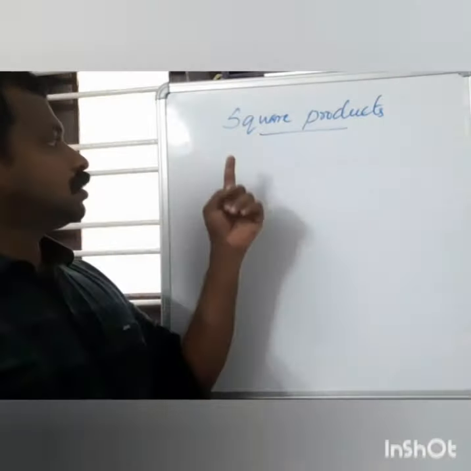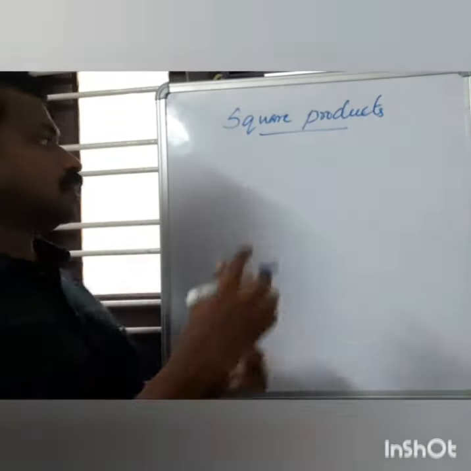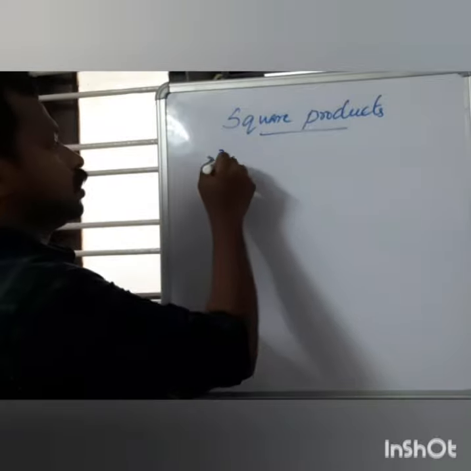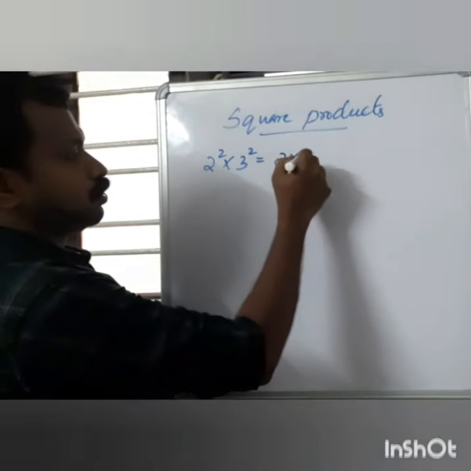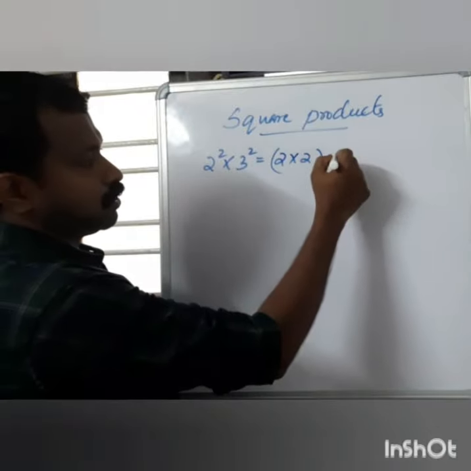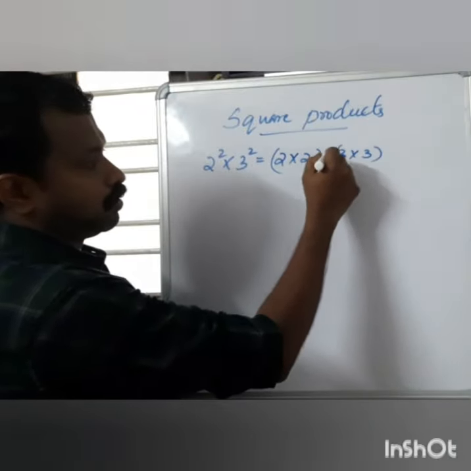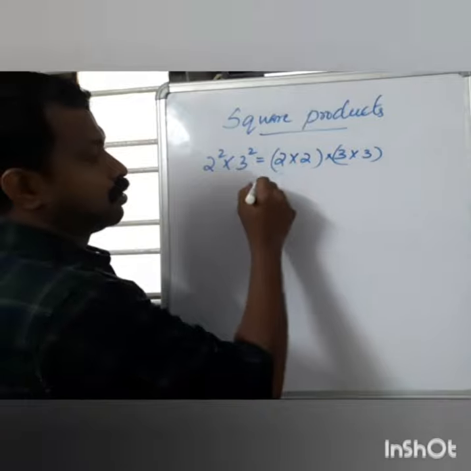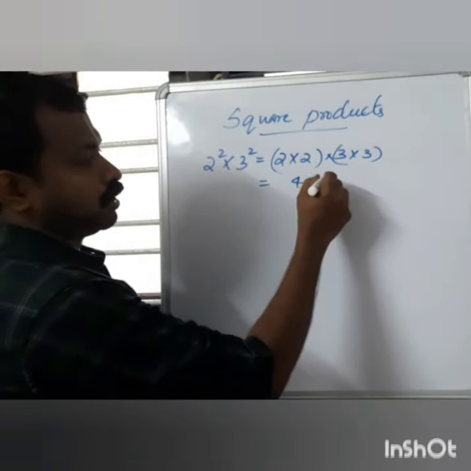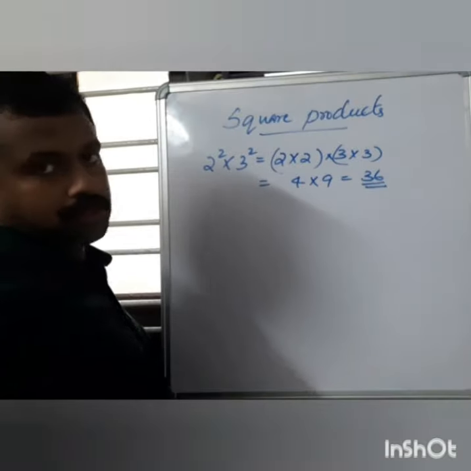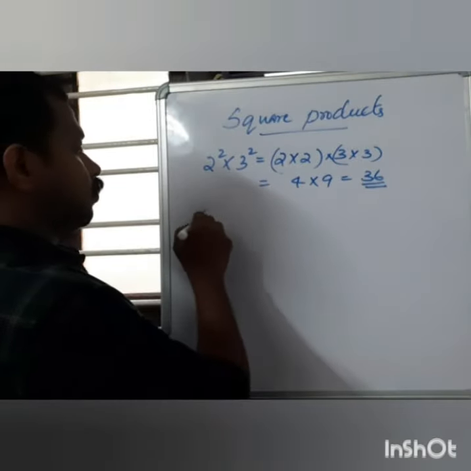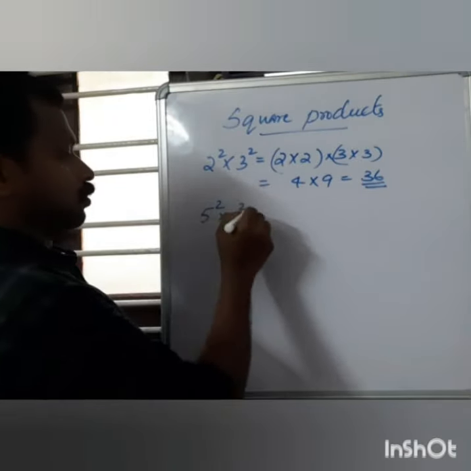Next topic is square product. What about 2 square into 3 square? 2 square is 2 into 2. 3 square is 3 into 3. 2 into 2 is 4. 3 into 3 is 9. You can write as 36.